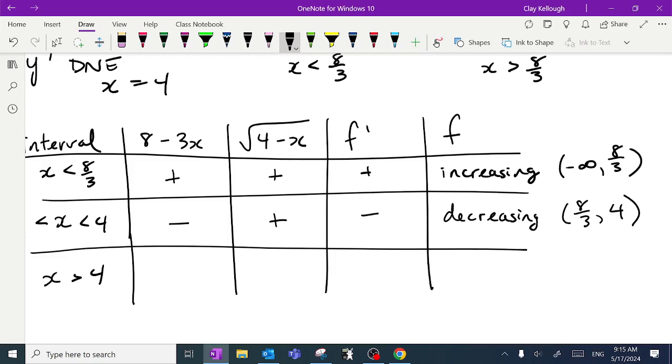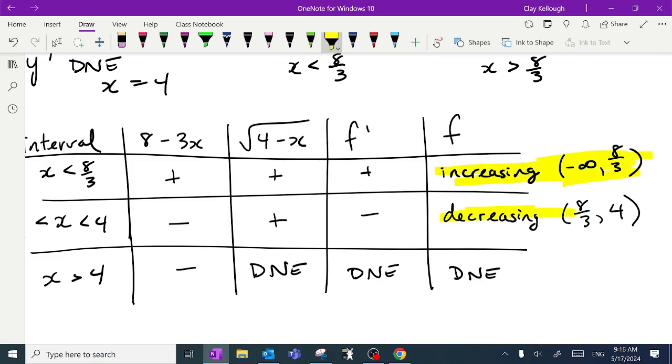Let's see what's happening at 4. Well, if we go bigger than 4, we get 5. That makes this a negative. And aha, 4 minus 5 is negative, and you can't take the square root of a negative, so that doesn't exist. So that means that the derivative doesn't exist, and the function does not exist. So that would be your answer. This is what it'll say in the back of the textbook.